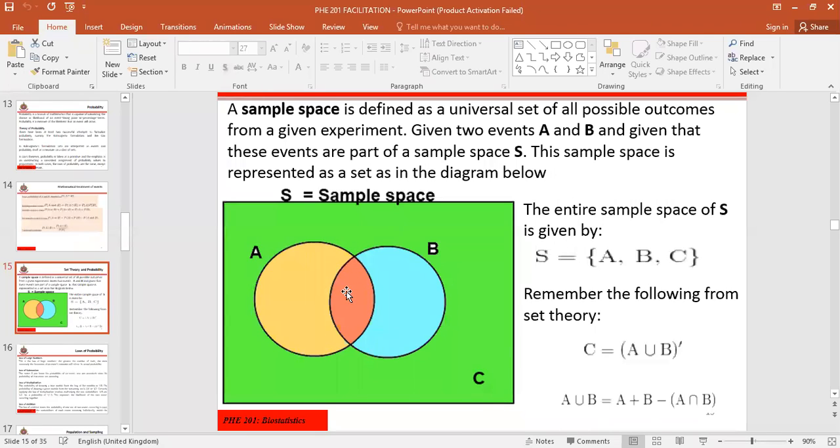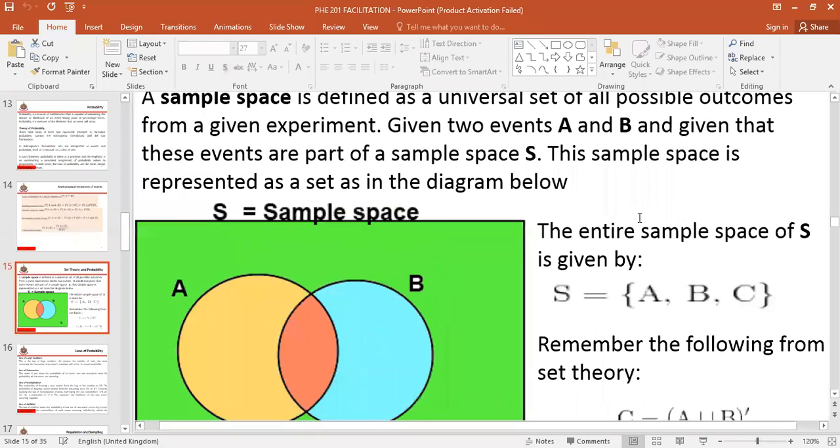Now, if you want to get C, let me show you. It means A plus B minus A, minus S. Let me say it like that. Now, S means all of these things. But you want to know what C will be. So it has been said here that C is, let me zoom in so that you see clearly.